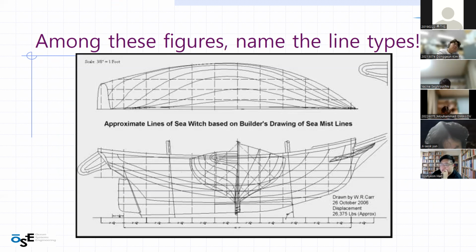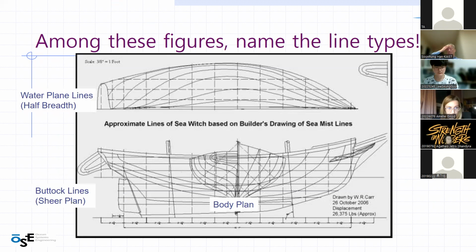Yeah, the last one would be the buttock lines or the sheer plan, as if we see it from the side and shear it, if the shape is cut longitudinally, then it's the plan that is the side that we can see.